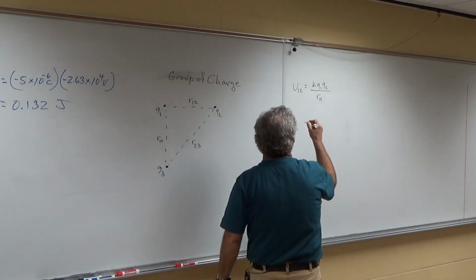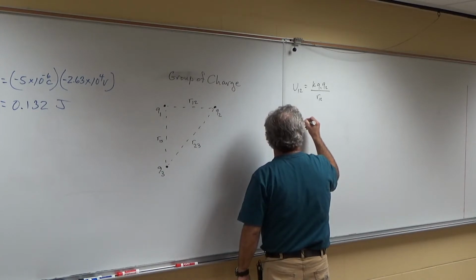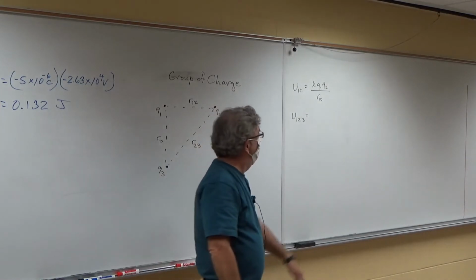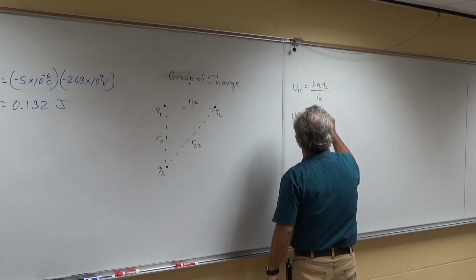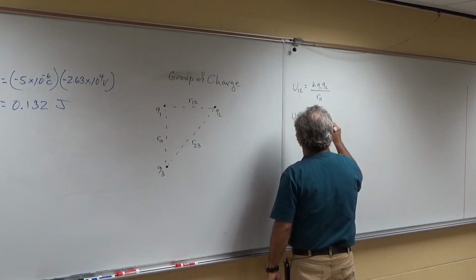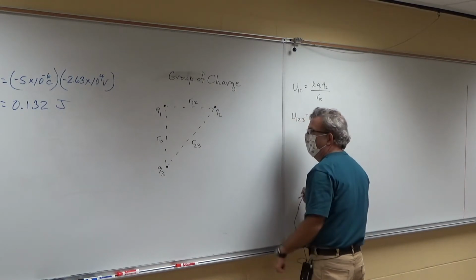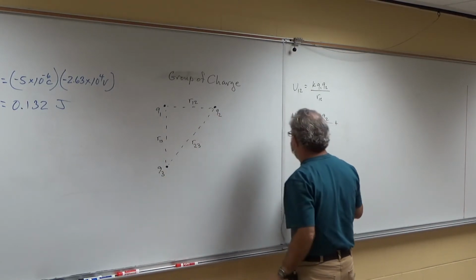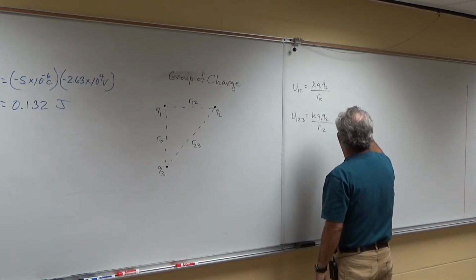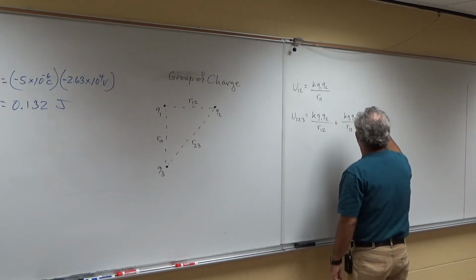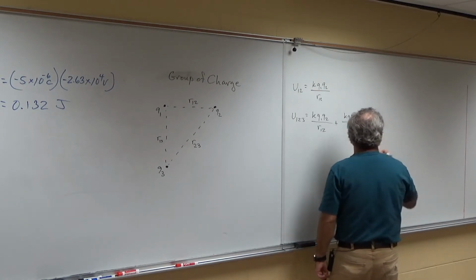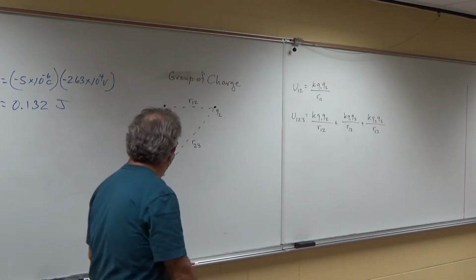So U for the three charges: I've got this amount of energy, K Q1 Q2 over R12, plus, I'm adding this one, so I've got some energy with respect to both of these: K Q1 Q3 over R13 plus K Q2 Q3 over R23. Yeah?